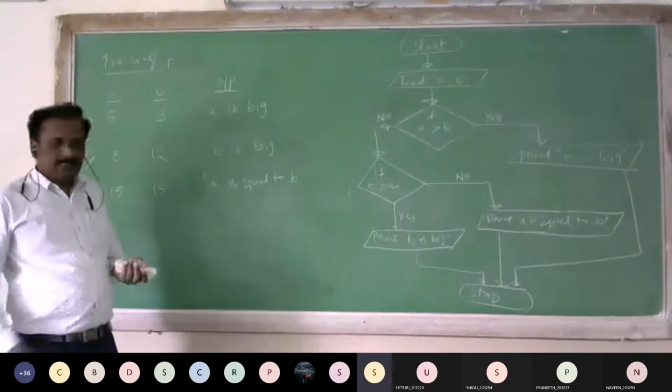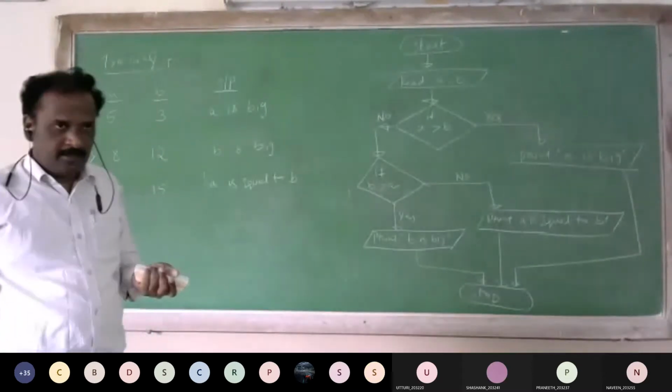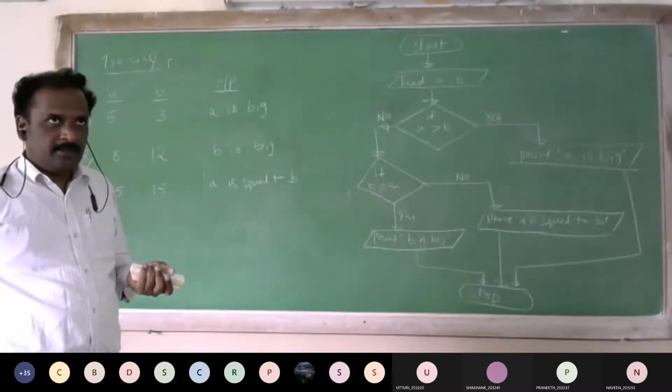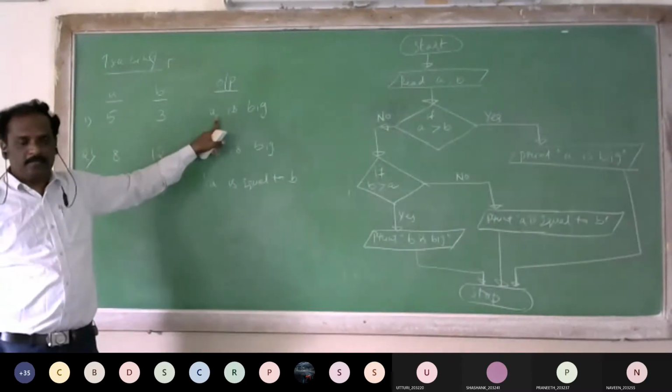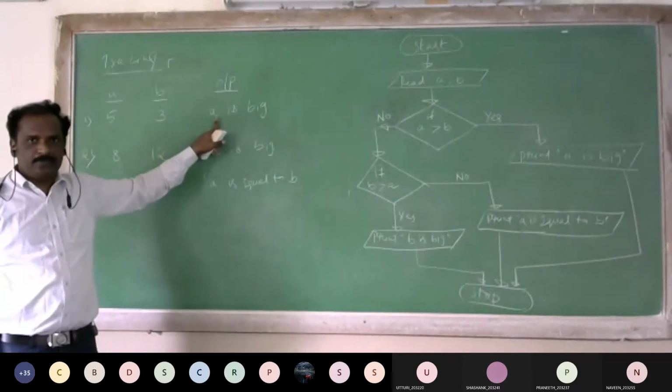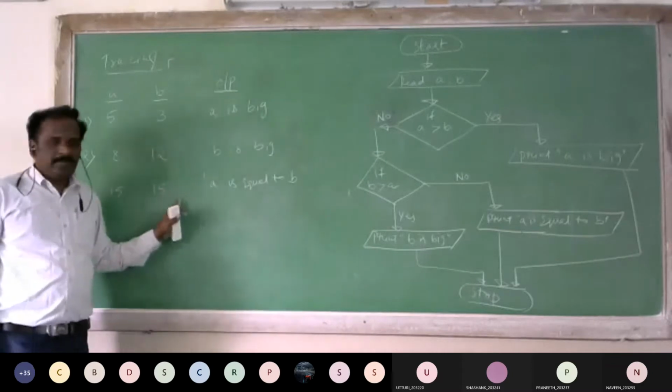Excuse me, sir. In tracing, in output, can we say 5 is big directly, sir? We can write that, because A value I have taken as 5. You can print 5 is big or A is big. That all depends on you. Okay, sir. Still anybody having any doubt?